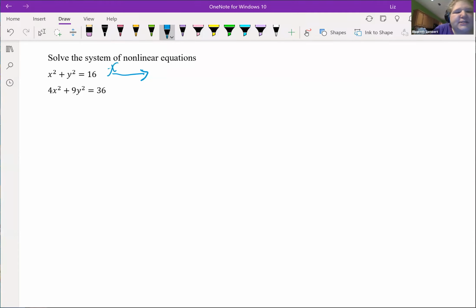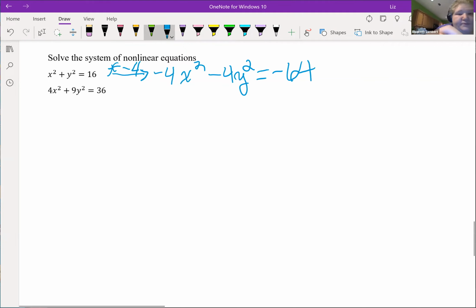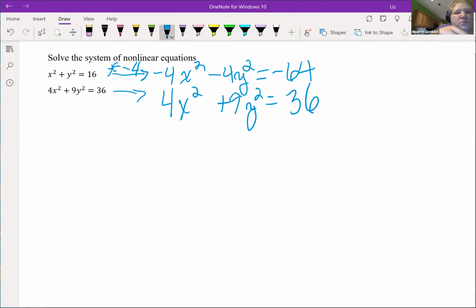I could just as easily multiply this by -9, but I'm going to go with -4, so I get -4x squared minus 4y squared equals -64. And you may be thinking, I don't know, this is starting to look weird. Nah, just go with it. Starting to look weirder, Liz. It's okay. So the x's cancel.